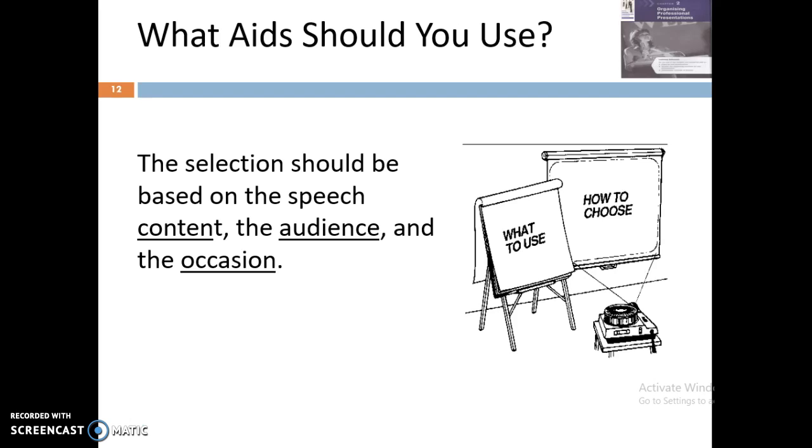And what aids should you use? The selection should be based on the speech content, the audience, and the occasion. So think about it. What are the important parts of your presentation? What are the points? Think about how the audience would be relating to those points and what kind of aids, specifically maybe visual aids, would appeal to the audience and whether it fits the event or the occasion.